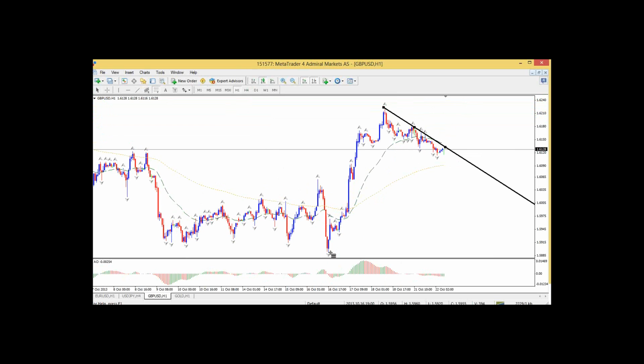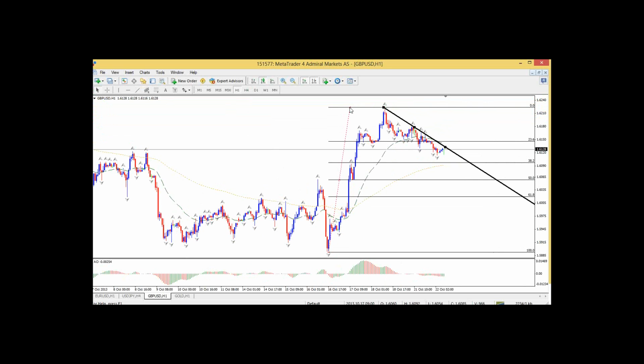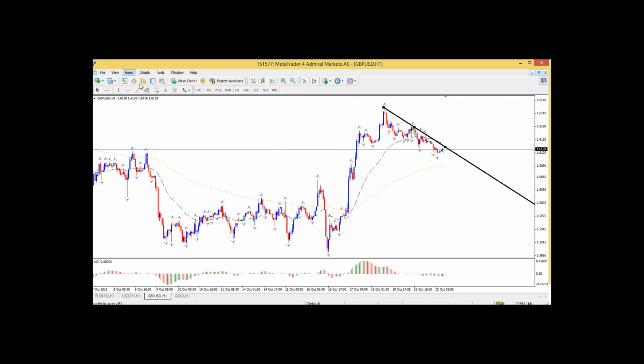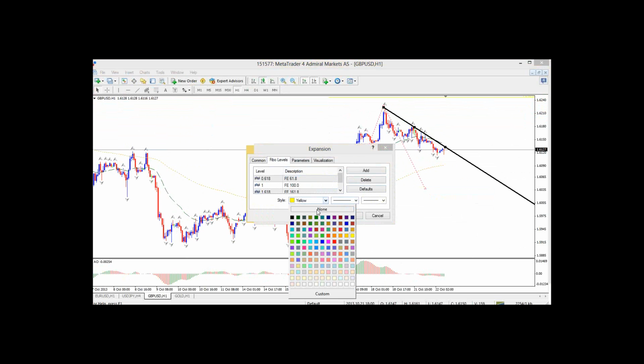Let's put a fib on this up move. Oh, I wanted to see where the targets are. In fact, well, let's use an extension instead. No problem. That's why we have extensions as well, right? Let's see. I just have to find it because I normally have the fibs in one spot. Expansion right there. Let's make this a bit different color. Let's make it a green. Why not?